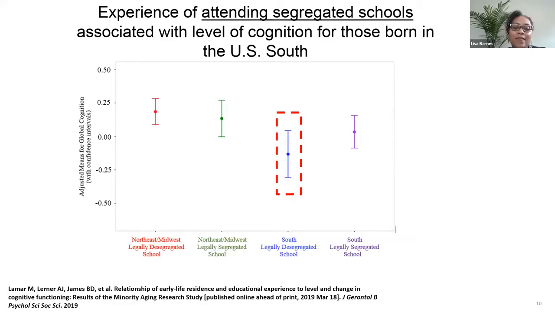Now, this is not a finding that's surprising for scholars who study race and racism, but I think it shows the importance of understanding the social context and how that may affect cognitive test performance in diverse populations.